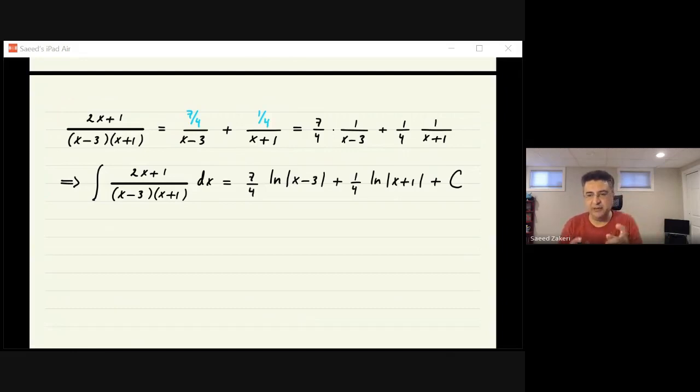Quite possibly, maybe a factor repeats. Maybe some of the factors repeat, so you have something squared or something cubed. Or maybe some factors are irreducible quadratics that you can't factor anymore, like x squared plus 1. So we'll see how to deal with those cases. OK? See you in 5 minutes.